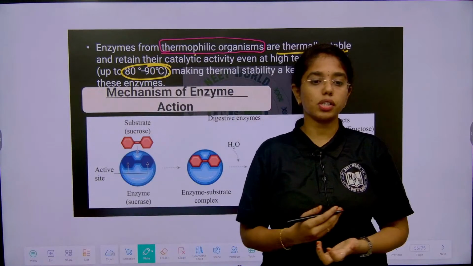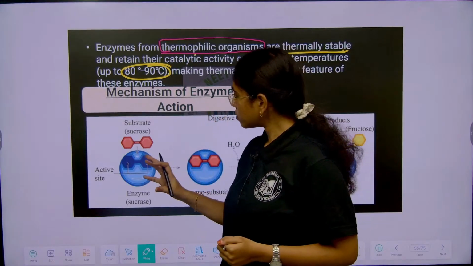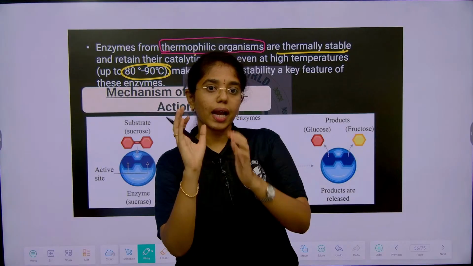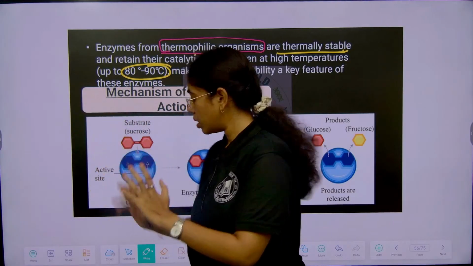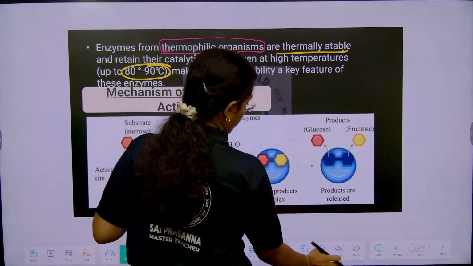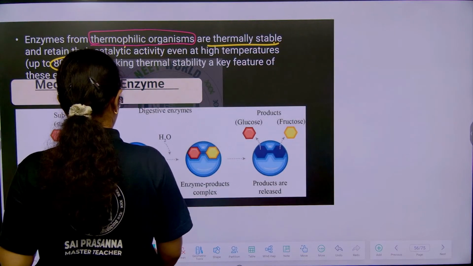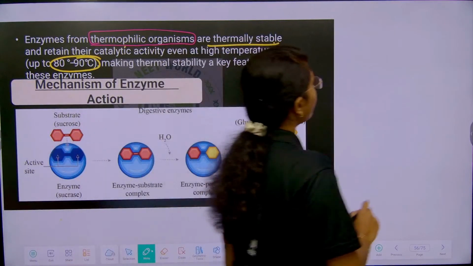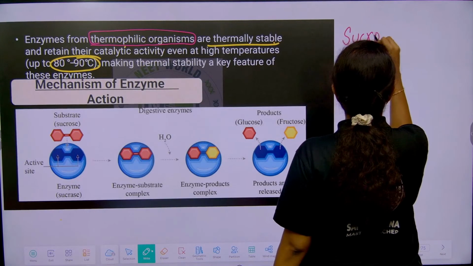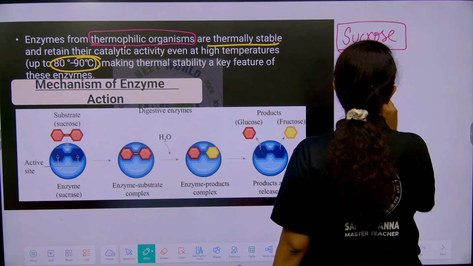So next, the mechanism of enzyme action. How is enzyme action performed? I will take one example: sucrose. Sucrose is the substrate, which has to be acted on and converted into simpler molecules, as we have learned. Sucrose is what type of sugar? Good, a disaccharide. It has two monosaccharides. What are they? Glucose and fructose.